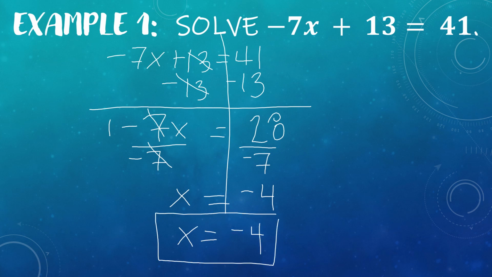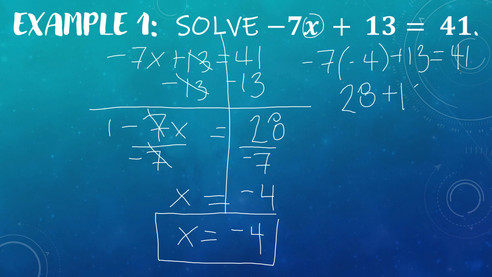If I want to check my solution, I will substitute in -4 in for x into the original equation. So I'm going to do -7 times -4 plus 13, and my hope is that that will equal 41. -7 times -4 is positive 28. 28 plus 13 is 41. So since 41 equals 41, we know we have the correct answer.